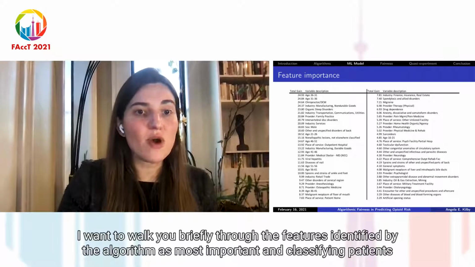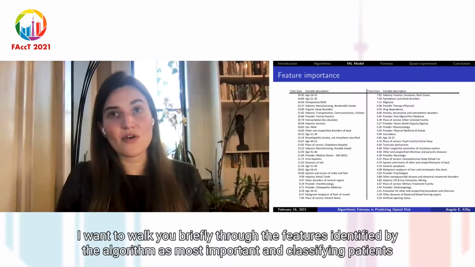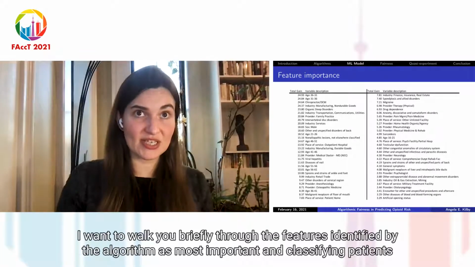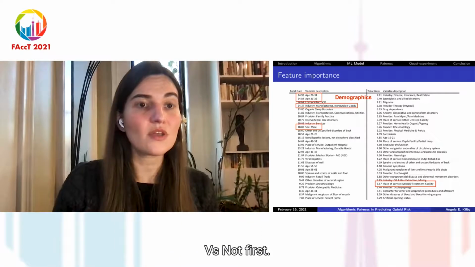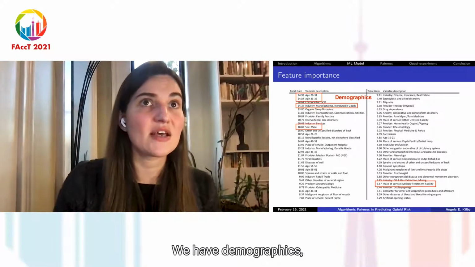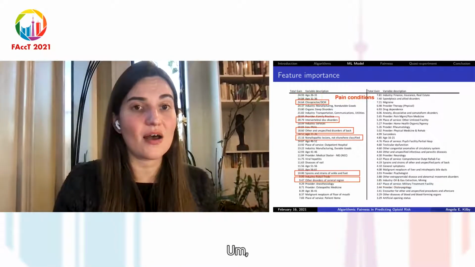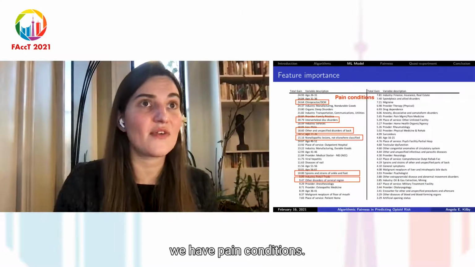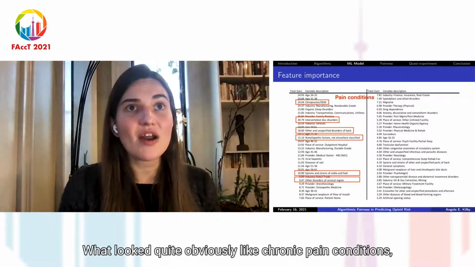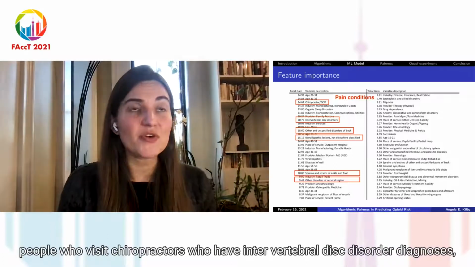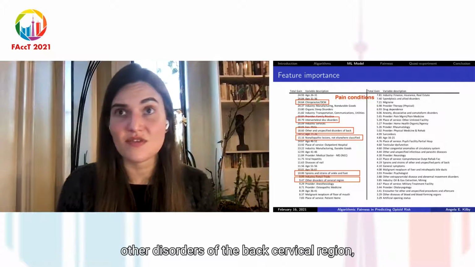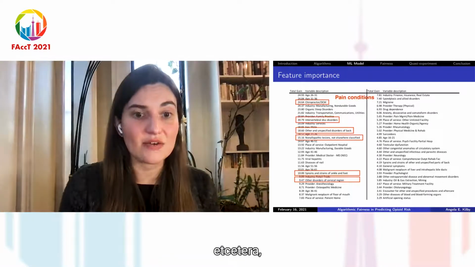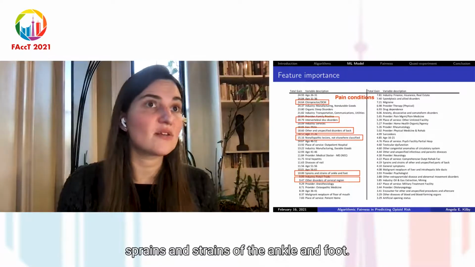Okay, I want to walk you briefly through the features identified by the algorithm as most important in classifying patients into the development of opioid use disorder versus not. First, we have demographics: age, gender, and industry. More importantly, we have pain conditions, what look quite obviously like chronic pain conditions. People who visit chiropractors, who have intervertebral disc disorder diagnoses, other disorders of the back, cervical region, et cetera, sprains and strains of the ankle and foot.